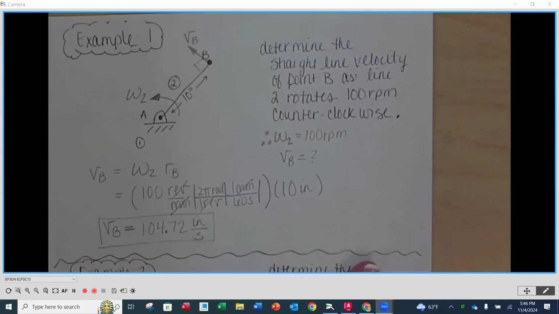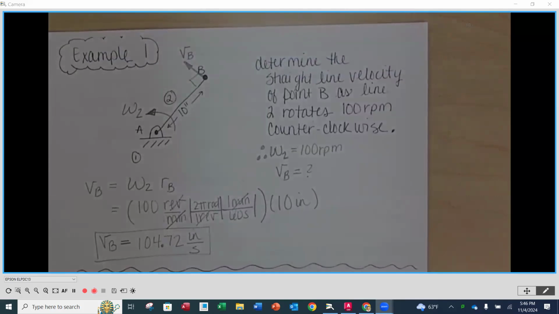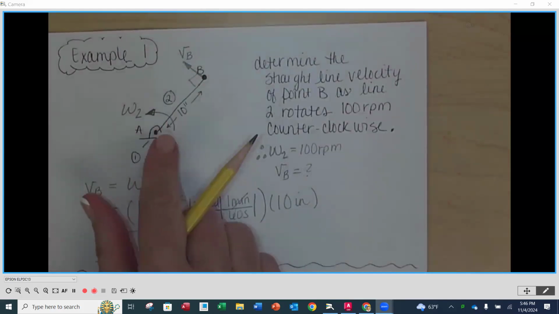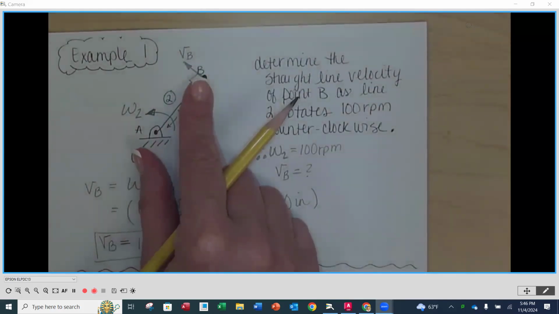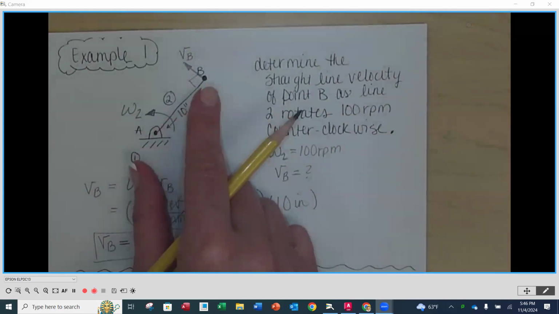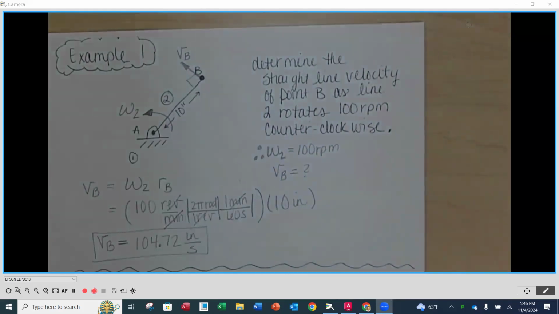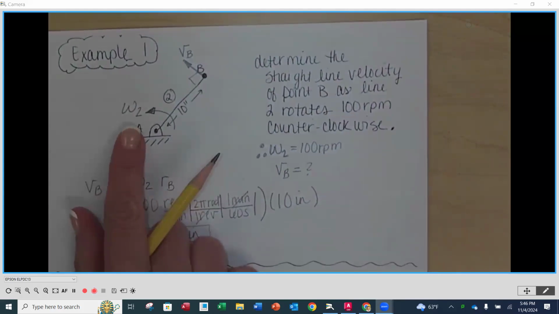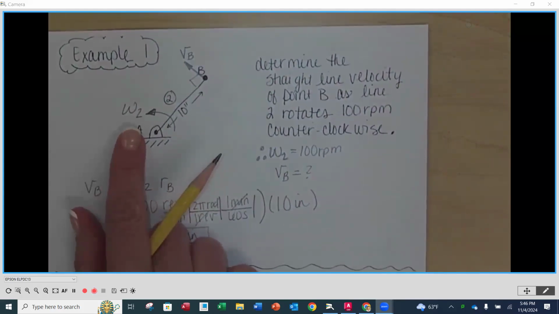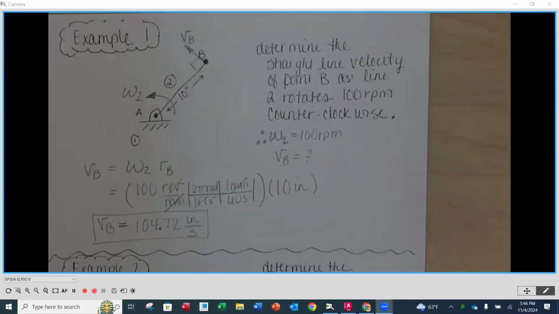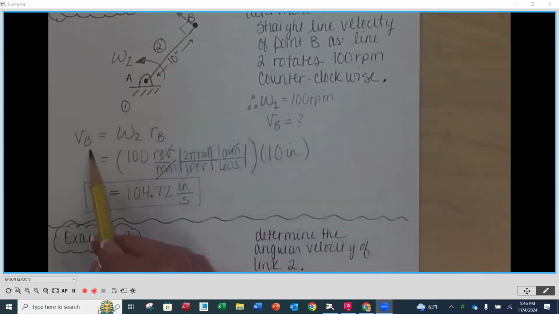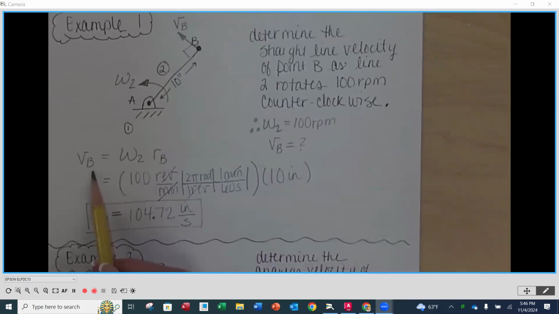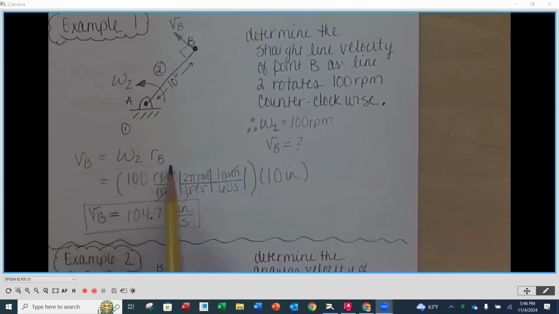Let's review the elements I'm going to be looking for here. When you're handing in any problems, notice that in the diagram up here, I identified my straight line velocity B perpendicular to the radius of rotation in the direction of rotation. I identified my angular velocity, W2, going counterclockwise. As far as what we're solving for here, we're solving for straight line velocity, VB. I write the equation in variable form. So I want to see VB is equal to W2 times RB.